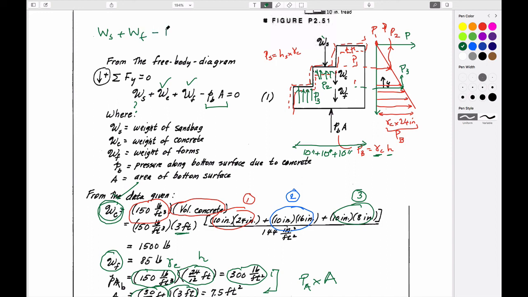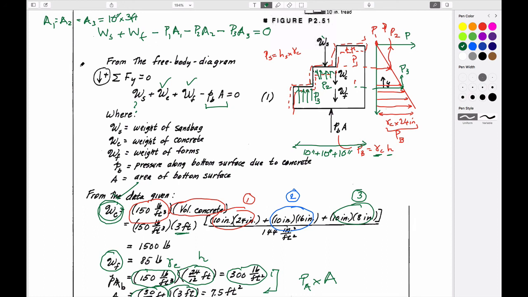So you could also do this by putting the weight of sand plus the weight of the form minus P1A1 minus P2A2 minus P3A3 equals 0. We know that A1 equals A2 equals A3, and they're all equal to 10 inches, which is the size of the step, times 3 feet. Right? So this length multiplied by 3 feet into the page.